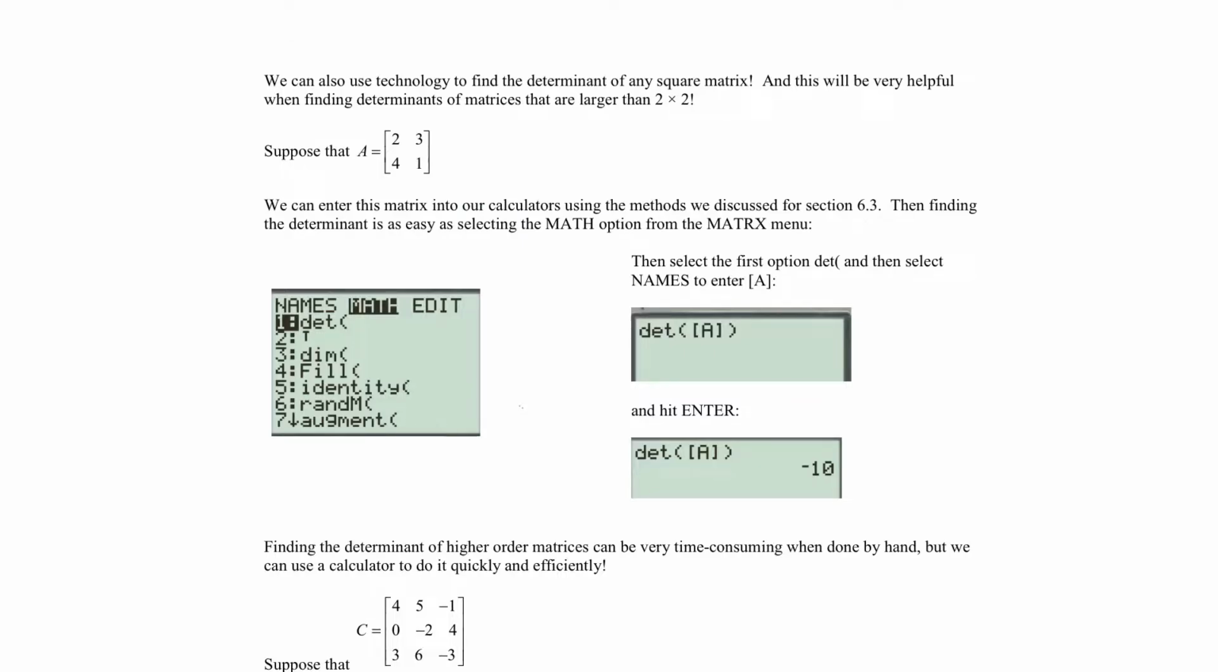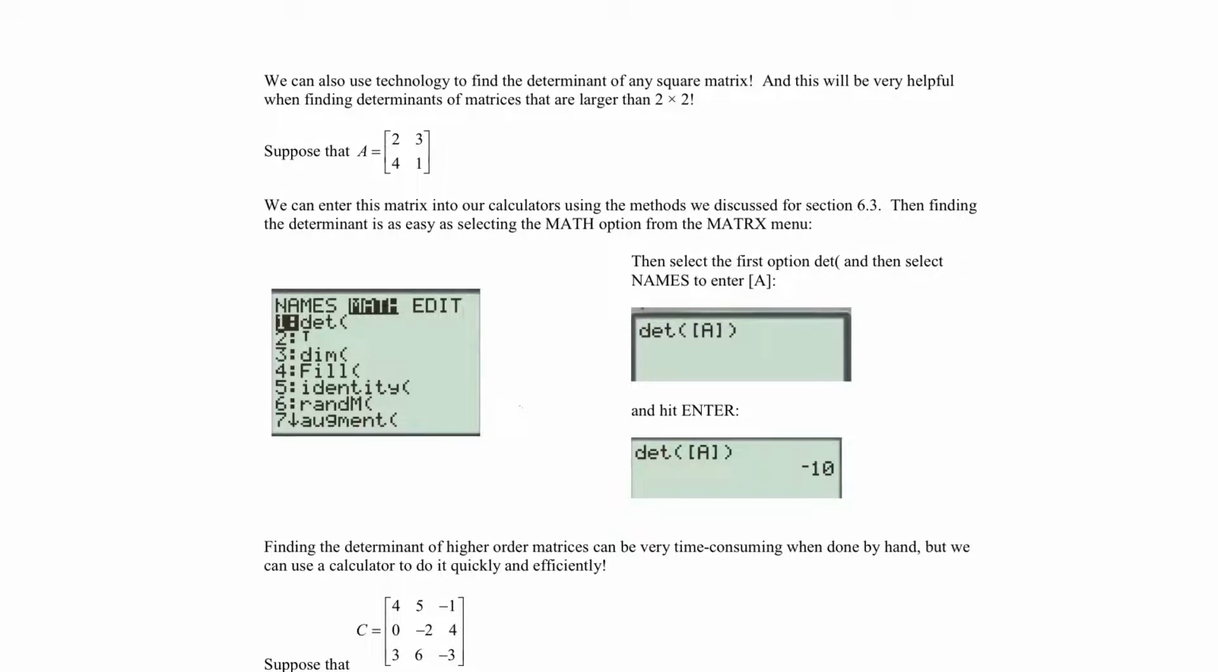We can also use technology to find the determinant of any square matrix, and this is going to be very helpful to us when finding determinants of matrices that are larger than 2 by 2. So suppose that I have matrix A, and it is 2, 3, 4, 1. I can enter this matrix into the calculator using the methods that we developed in section 6.3, right?